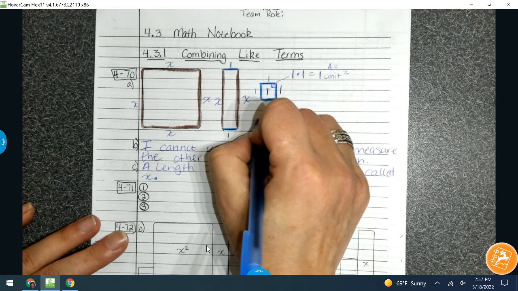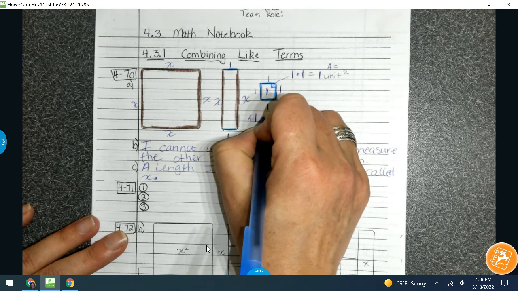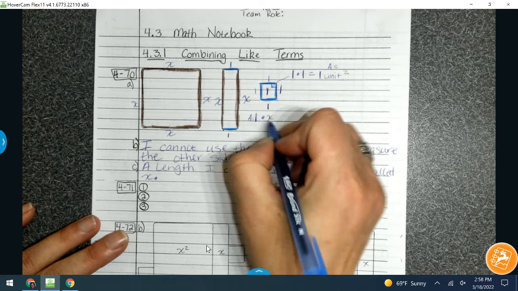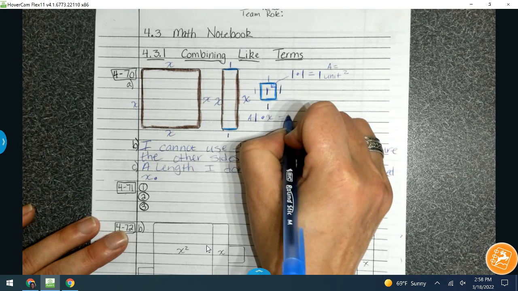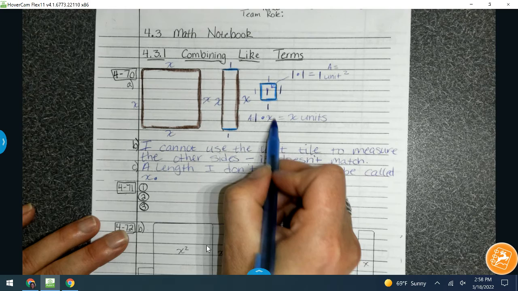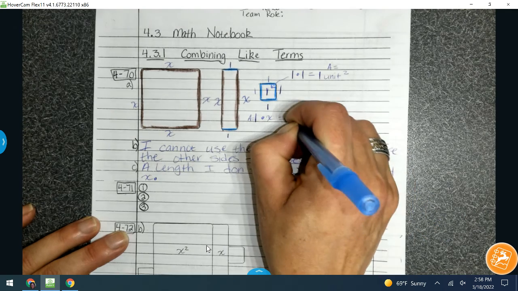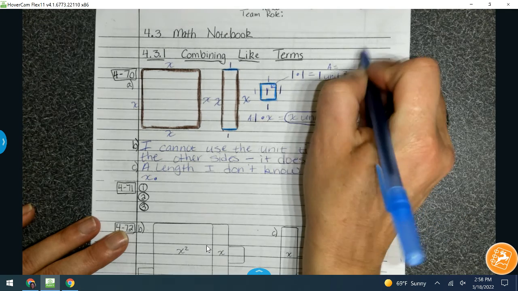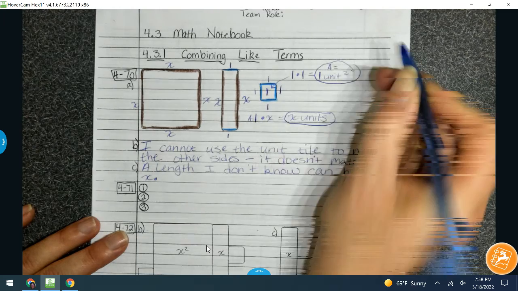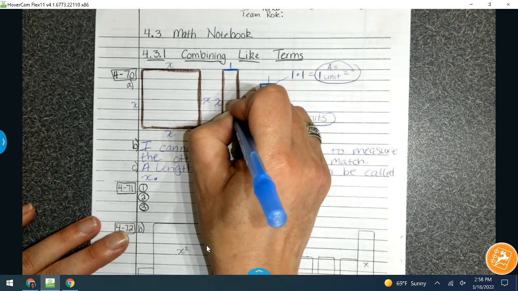This one right here, we have base times height. So I have 1. My area is equal to 1 times X. 1 times anything is going to be X units, because 1 times something is itself.